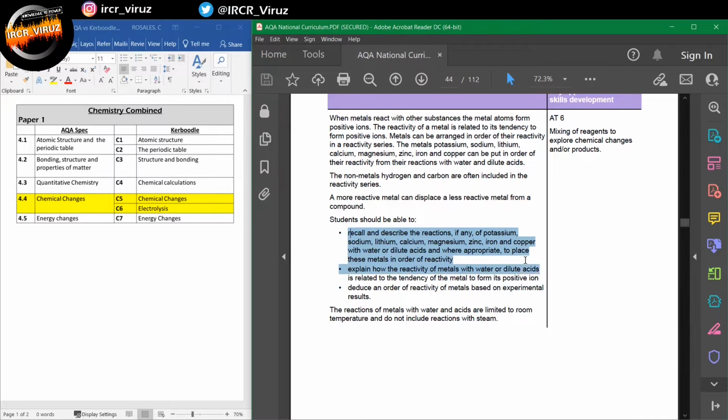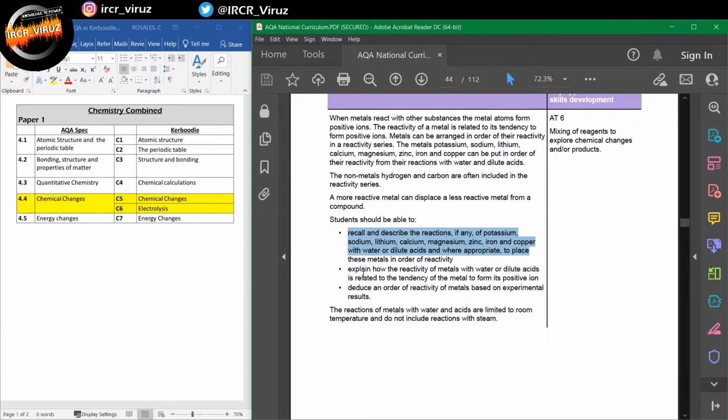Or just more or less roughly, because you might be given a table of results with reactions and observations, and you need to deduce for yourself. You'll analyze the information and write down which one is the most reactive and which one is the least reactive. Or they might ask you to design an experiment on how you would find out which metal is more reactive and which metal is least reactive.